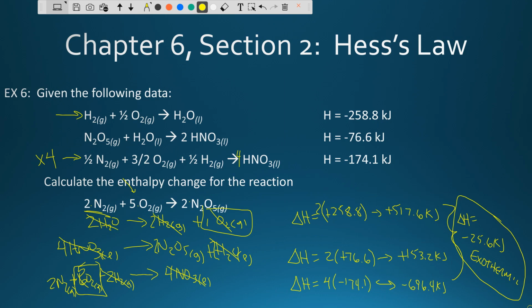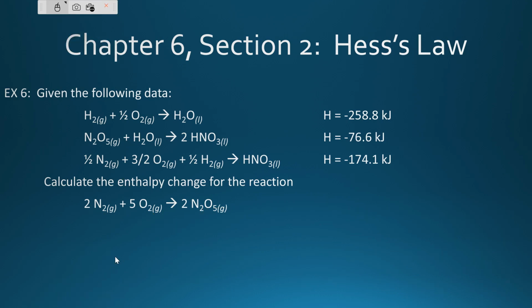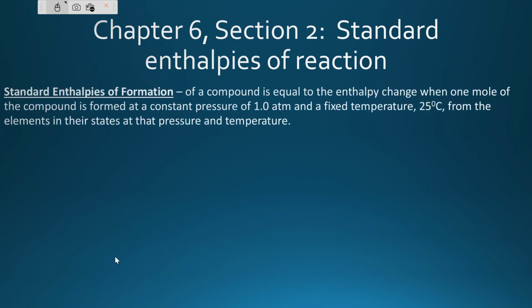Okay, now let's take a look at one more set of things, so we can finish up this unit just to see what we've been doing. Now, a little bit of text here. The standard enthalpies of formation. So basically, those values that I've been giving you all along is equal to the enthalpy change when 1 mole of the compound is formed at a constant pressure and at a fixed temperature.